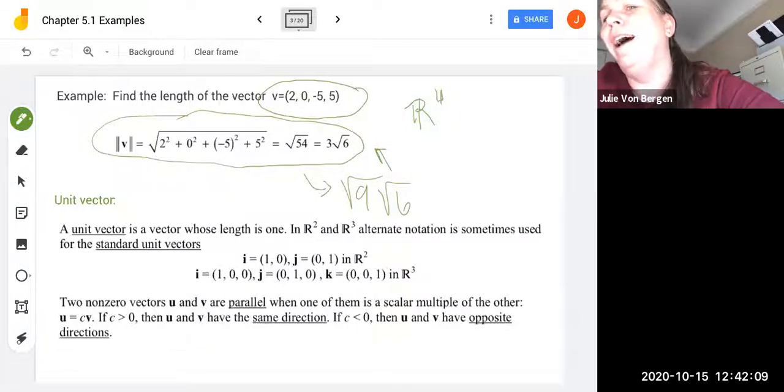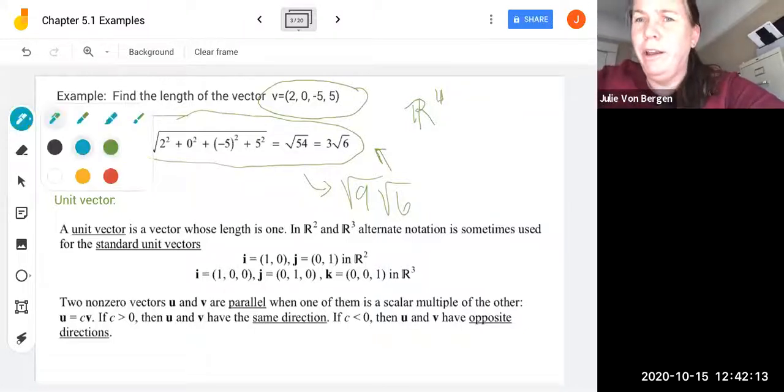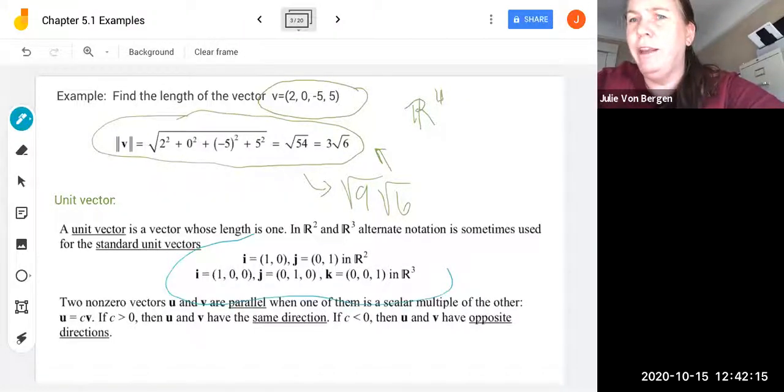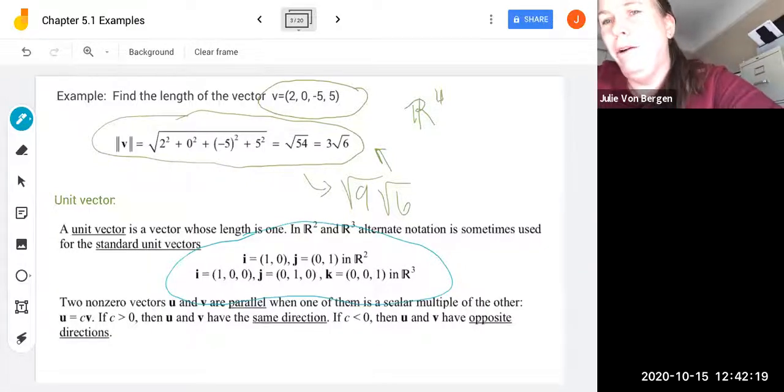This is our familiar i, j, and k, maybe from physics class, or we saw it earlier in videos in chapter 4 as well. So i is (1, 0), and j is (0, 1). These are just our standard basis vectors in R2. And then i, j, and k are our standard basis vectors in R3. i is (1, 0, 0), j is (0, 1, 0), and k is (0, 0, 1).